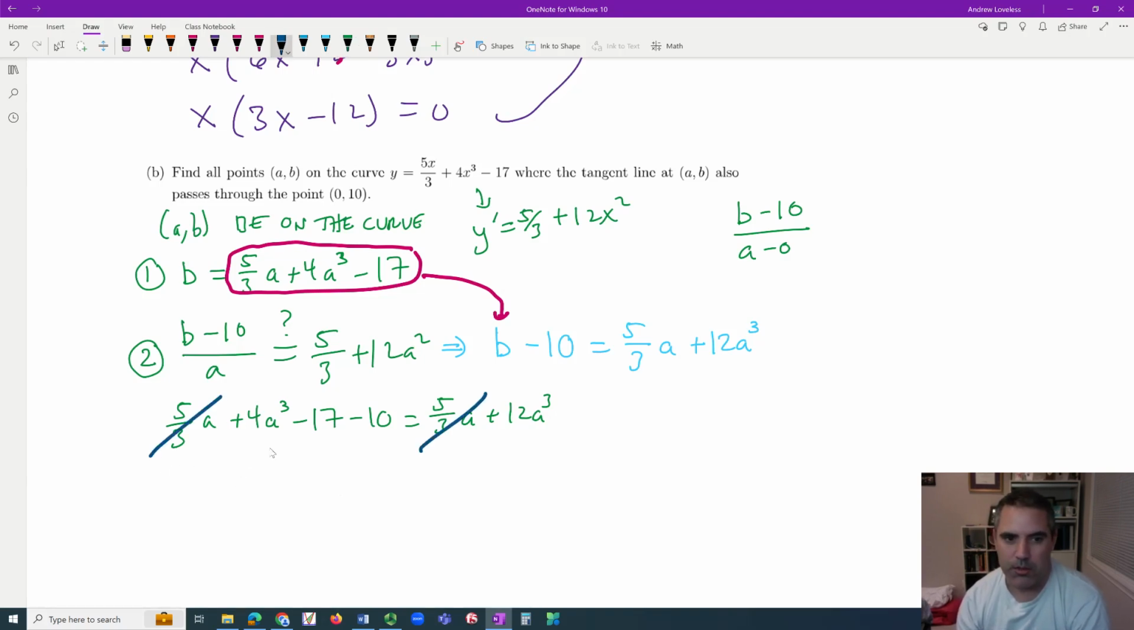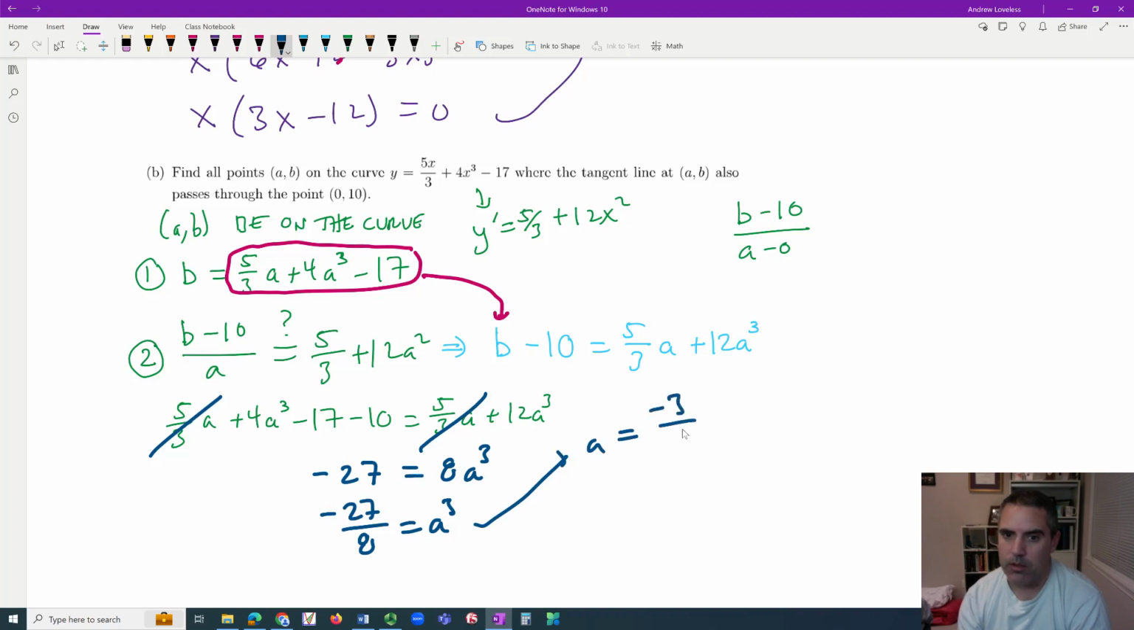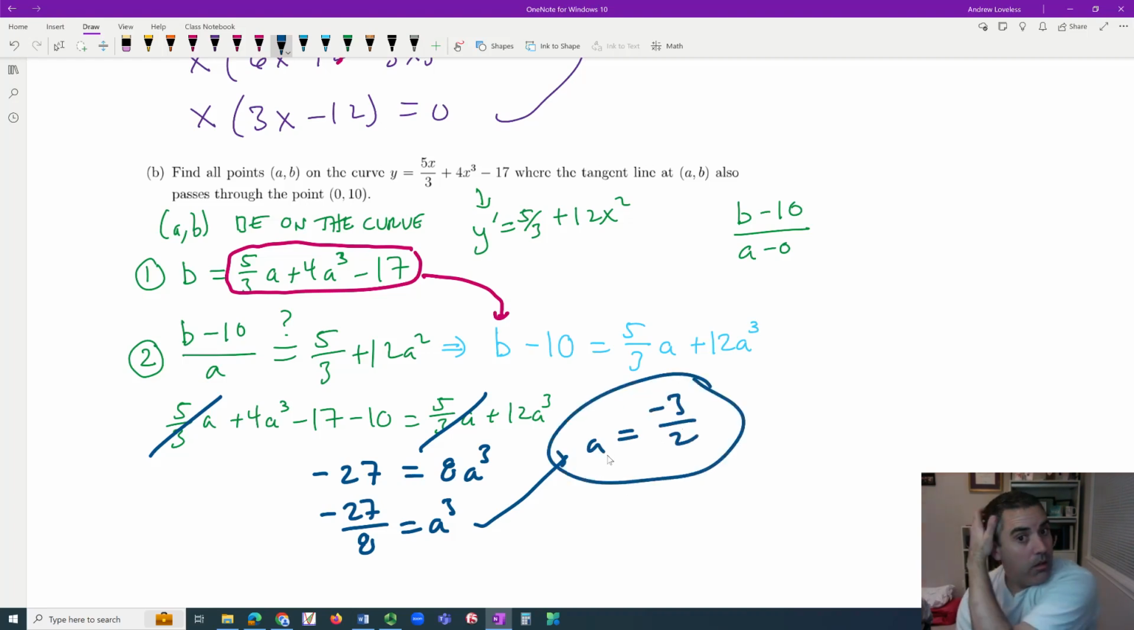You can subtract that from both sides. You can subtract this 4, and you're going to get 8a cubed. And here you get negative 27. And so you get negative 27 over 8 is a cubed. And a must be the cube root of that, which would be negative 3 over 2. Find all points. There's only one. It's when a is negative 3 over 2.